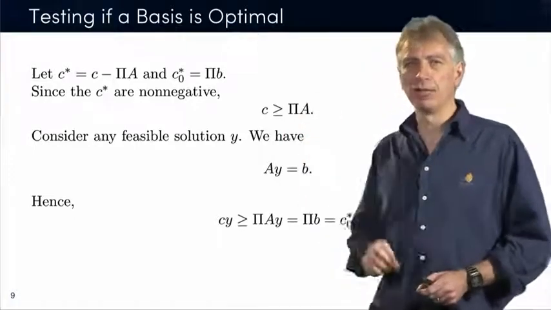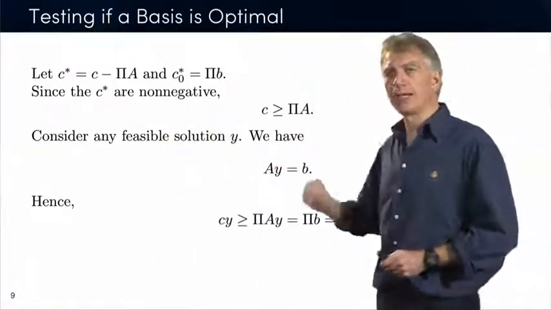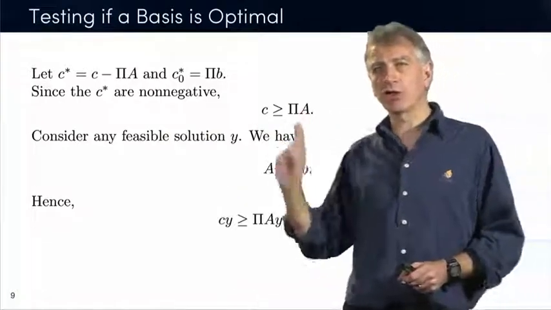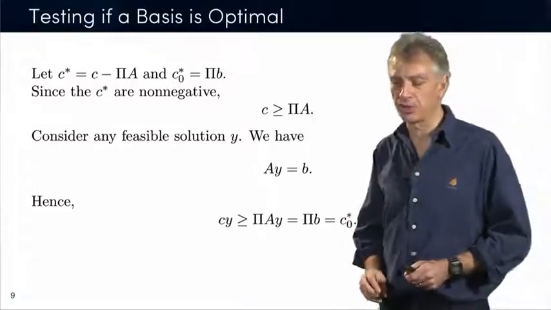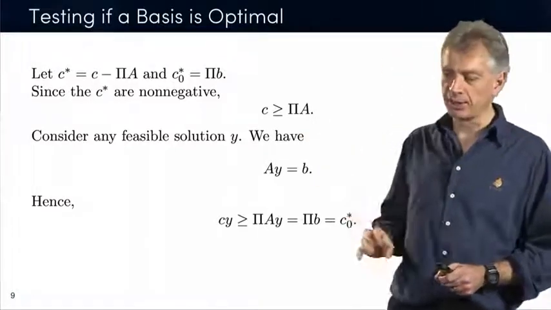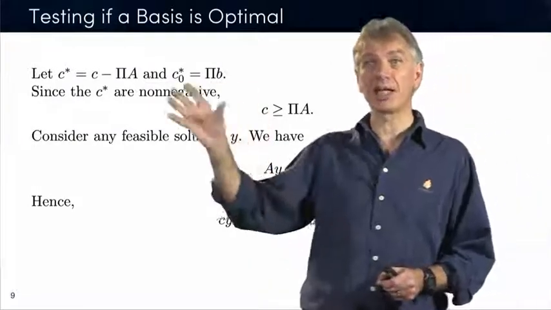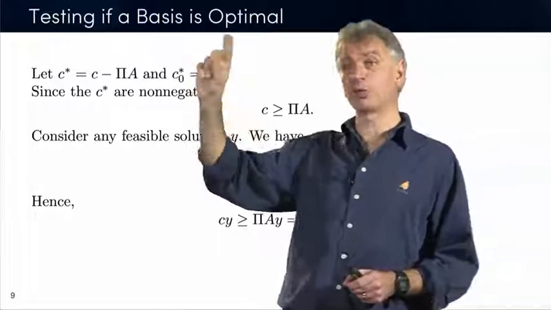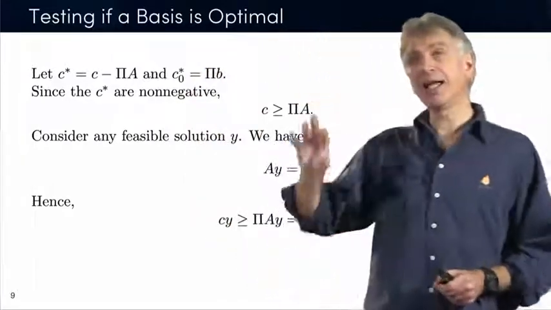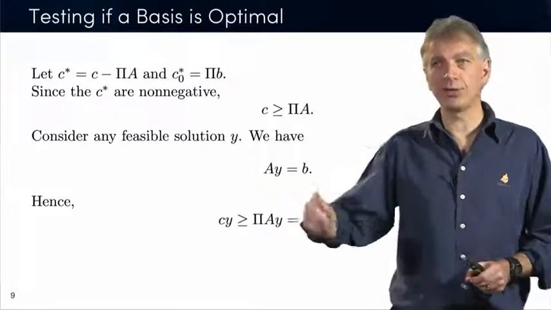And now what I'm going to do is take another arbitrary feasible solution y, and I'm going to show you that the cost of y, the objective function for that feasible solution, is going to be greater than or equal to c0 star. If I show you that, it basically means that when I get to a particular basic feasible solution where c̄ ≥ π A, then I know that I'm at the optimal solution. And how do I do that? It's very simple at this point.